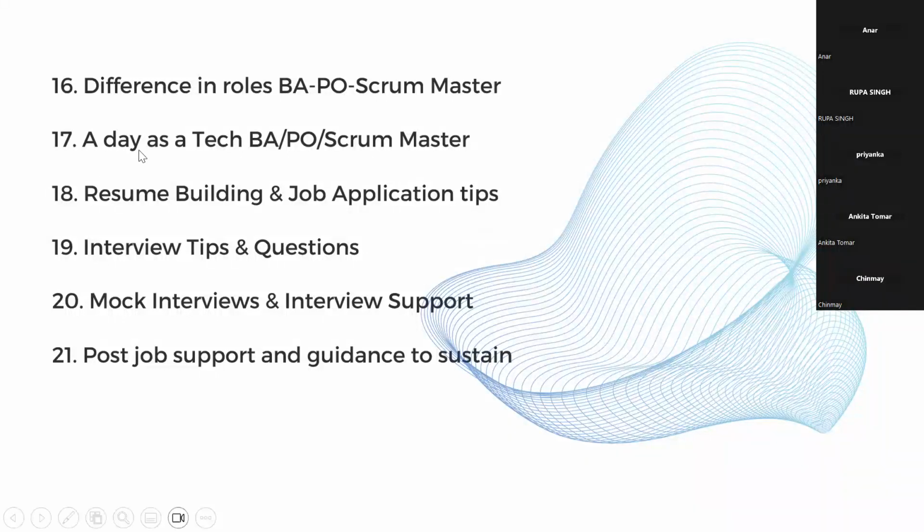Okay. And a day as a technical BA, PO or Scrum Master. Suppose you start your day in a project, what will you be doing from the start of the day to the end of the day, how you will start the day and how you will close the day, and who you will be interacting with in that particular day. Those things I will explain to give you confidence. This brings you confidence. Okay. And this is the end of the course.